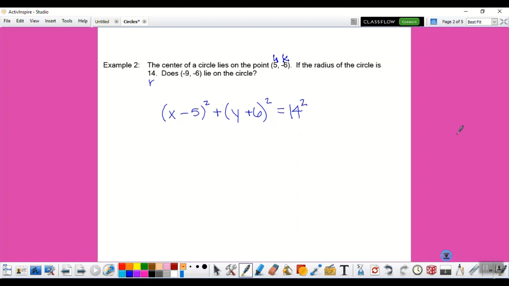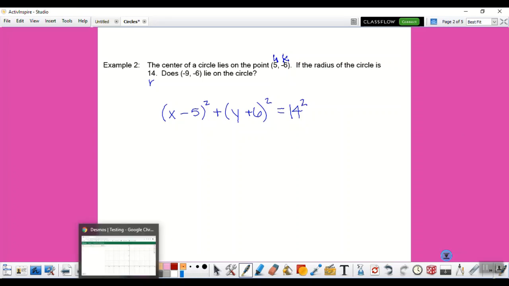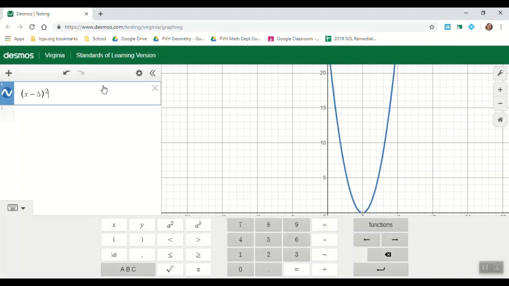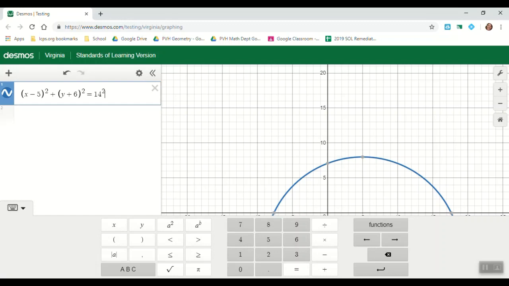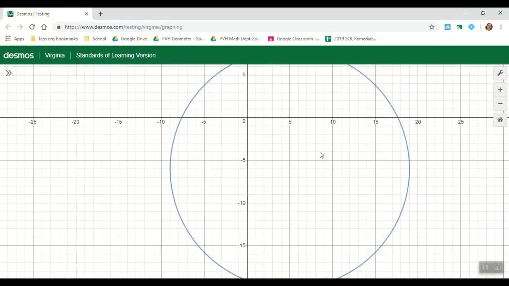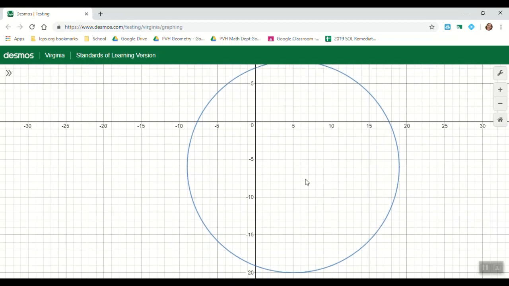And we could plug negative 9 and negative 6 in, or we can use the Desmos graphing calculator that you'll have on the SOL. So I'm going to go into Desmos and type the equation of our circle in. X minus 5 squared plus y plus 6 squared equals 14 squared. If I minimize this, I can see my circle a little better, and I'm going to zoom out so I see most of the circle.